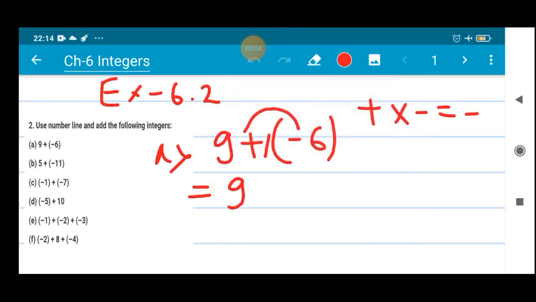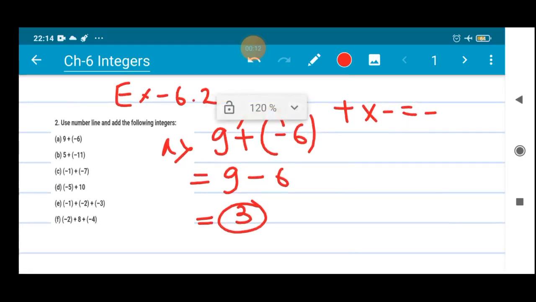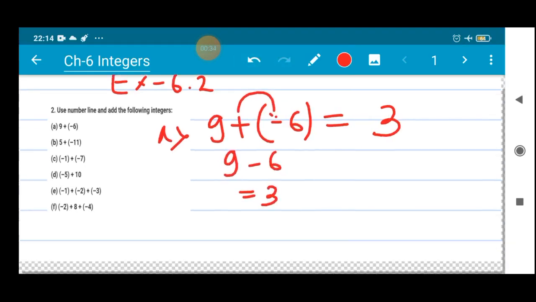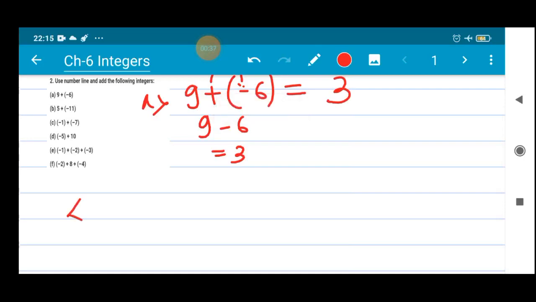So here it is 9 minus 6 is equal to 3. They have asked us to find the result with the help of a number line. We don't have to solve it like this. This was just to demonstrate how we will get 3, because most of the students will get confused or may not know that plus into minus is minus. So that's why 9 minus 6 is equal to 3. Let's get the idea from the number line whether we will get the value 3 or not.